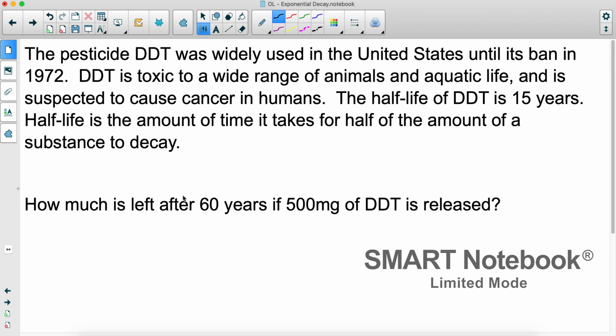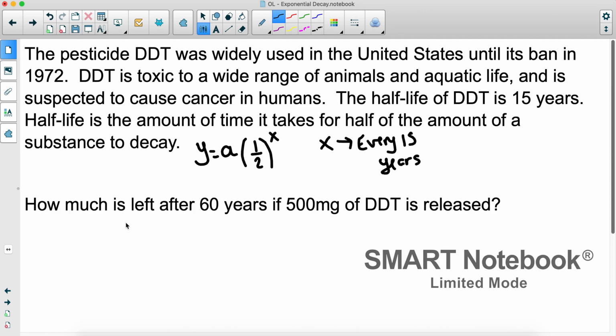Okay, so let's ignore this question for now, and let's just use this to write our function. Okay, so I don't know what our a is yet because it doesn't tell me. It tells me down here, but I'm ignoring that for now. Half-life would be half to the x. In this case, x is every 15 years. So once 15 years has passed, our x would be 1. Once 30 years has passed, which is 2 sets of 15, our x would be 2. That is our time interval, is every 15 years.